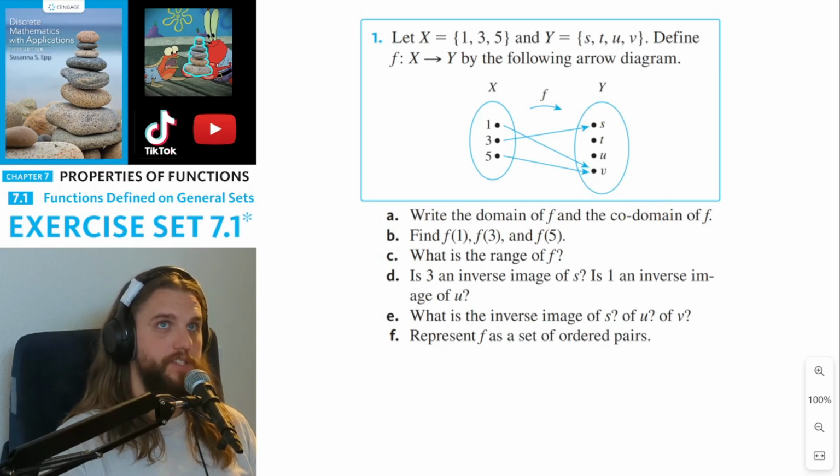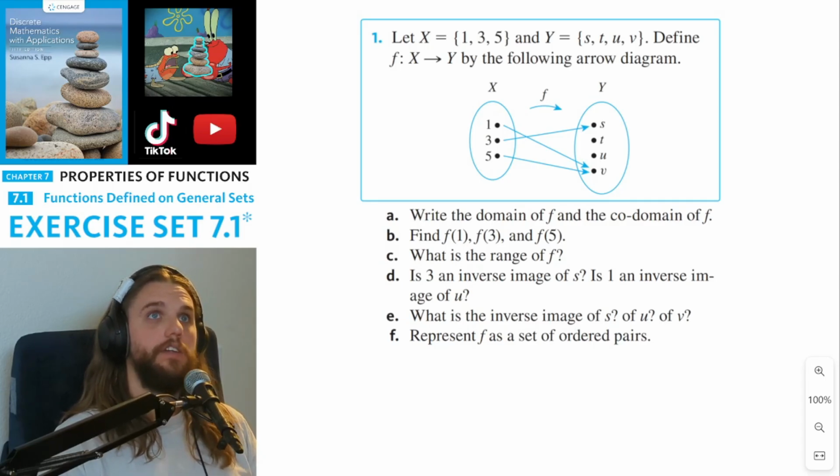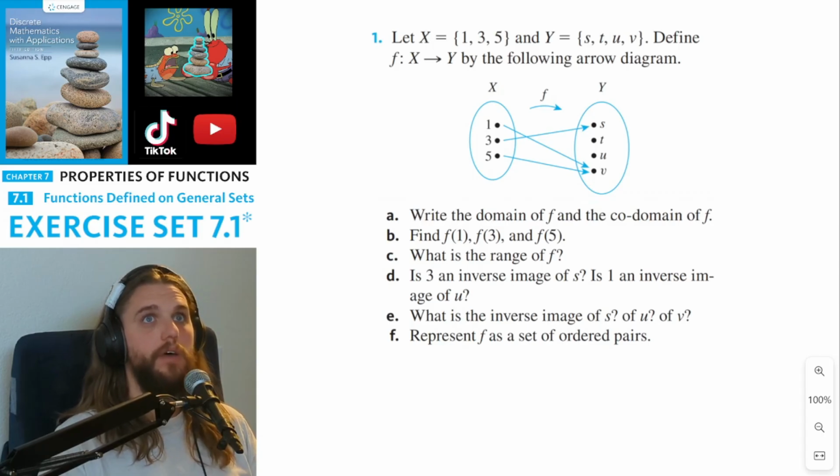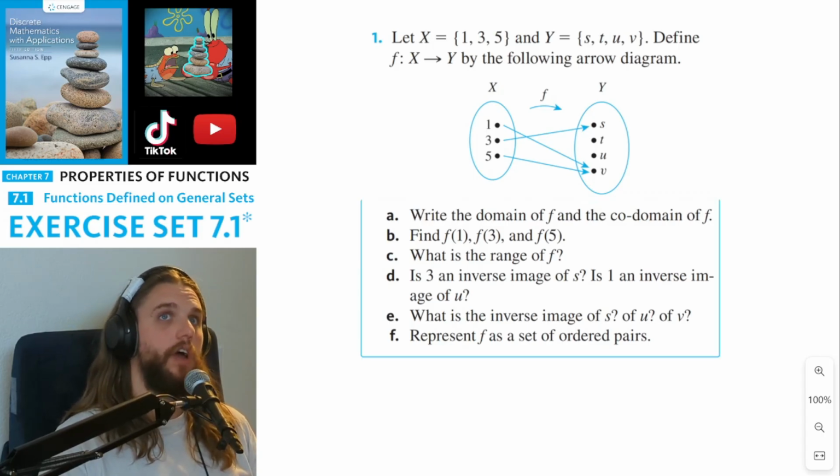Let X be the set containing 1, 3, and 5, and Y is the set containing S, T, U, and V. Define the function f from X to Y by the following arrow diagram. Write the domain of f and the codomain of f.